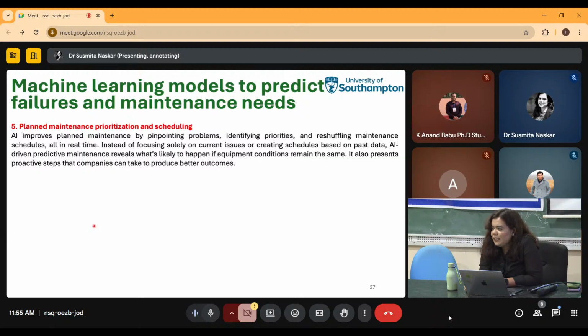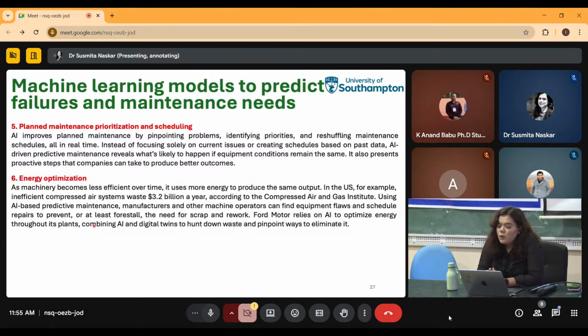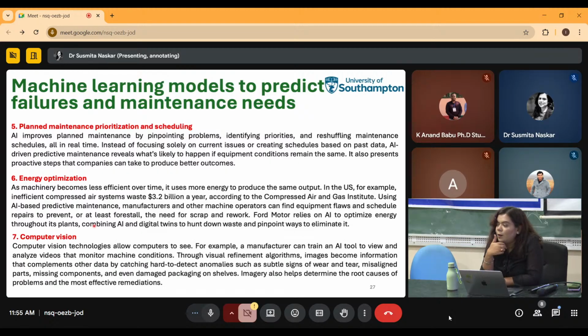And the next one is energy optimization. As machines age, they tend to become less efficient, using more energy to produce the same output. And this inefficiency can be costly. For instance, if you think about compressed air systems in the US, the estimated cost can be 3.2 billion annually, even sometimes more than that. So by using this AI-based predictive maintenance, the company can find flaws very early and schedule repairs to prevent unnecessary energy losses, right? And that's quite a huge economic saving as well.